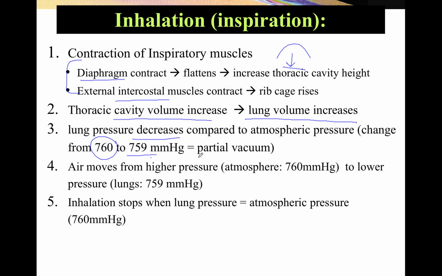Now, this creates something called a partial vacuum because outside is now 760 and inside is 759. So remember, air moves from high pressure, which in this case is your atmosphere, to your lungs, which is 759, the lower pressure. So air continues to move inside your lung until the pressure of your lung is equal to the pressure of your atmosphere, which is the magic number of 760.